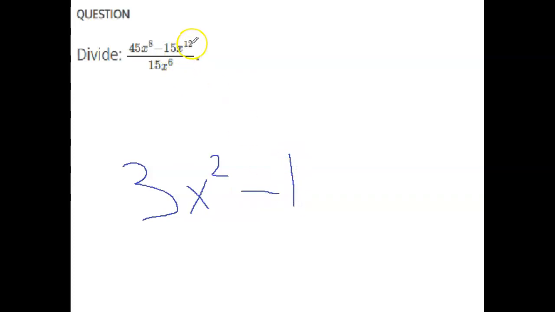And then x to the 12th power and x to the 6th, subtract those, and I would get x to the 6th. 12 minus 6 is 6. We don't usually write the 1, so I'm just going to go ahead and erase it. 1 times x to the 6th, I would just write x to the 6th. This would be my final solution here after doing that division.